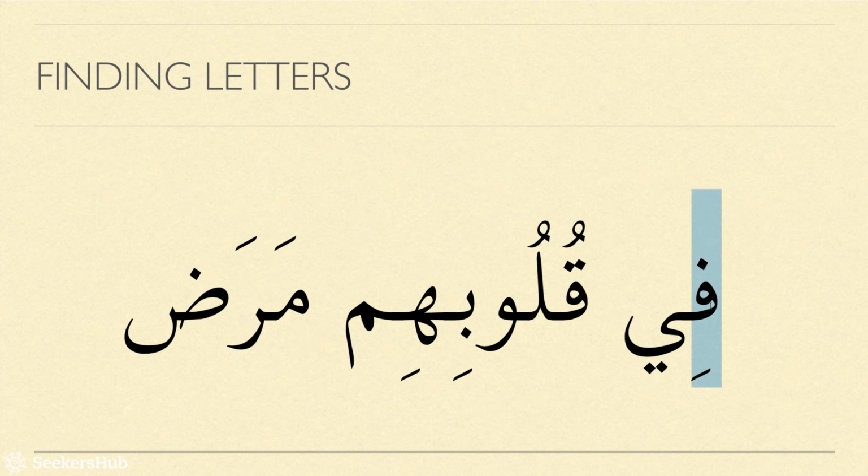This is a fa with a kasra, fi, qaf with a dhamma, qu, lam with a dhamma, lu, followed by waw, and then ba with a kasra, bi, ha with a kasra, hi, mim. Fi qulubihim marad, meem, ra, dad, marad. Marad means a sickness. In their heart there is a sickness, i.e. they are corrupt.